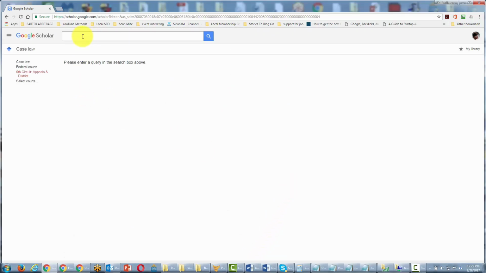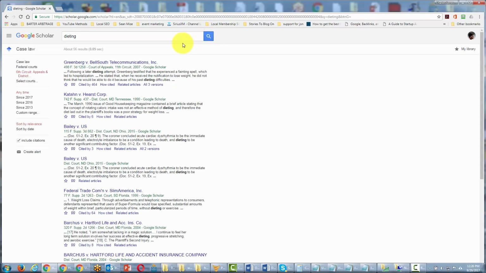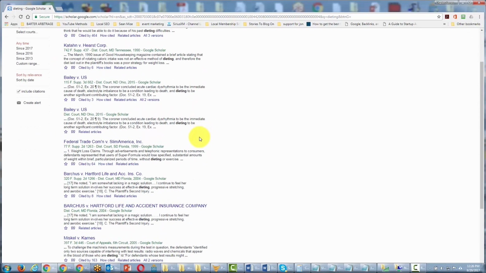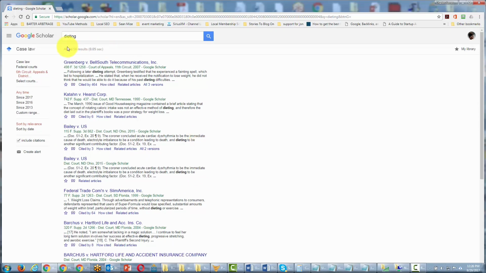Then we're going to put our search term in the box. In this particular case, we're just going to put in dieting to see if there is any case law regarding that. And you'll notice that we have case law that is related to dieting. Of course, we'll want to narrow this down and use our search operators, but this is a very good way of doing research behind the scenes on certain topics.